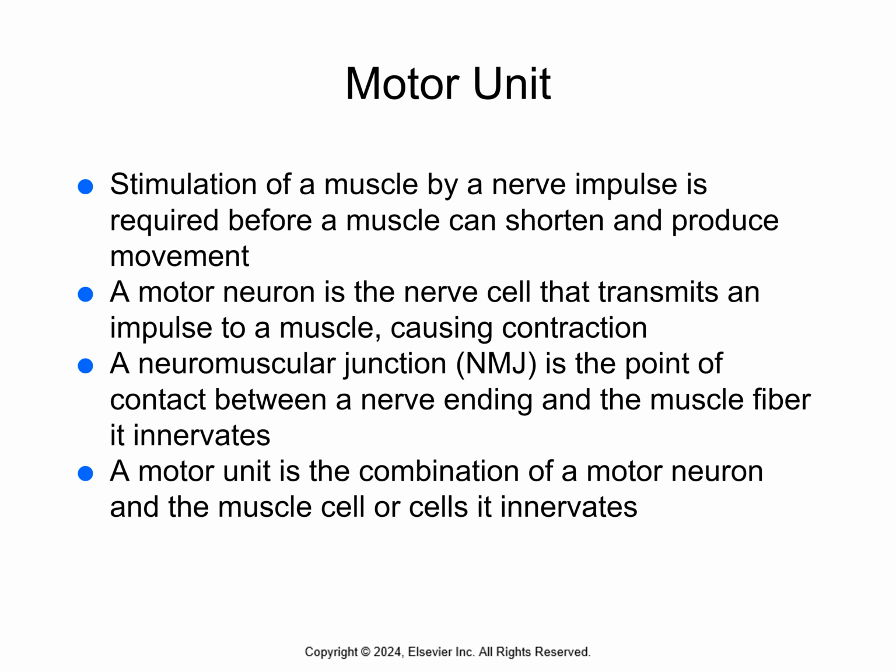So let's look at motor movements and how this happens, okay? If you turn to page 229, we're going to talk about motor movements. Stimulation of a muscle by a motor nerve is required before a muscle can shorten or produce a movement. A motor neuron is a nerve cell that transmits the impulse to the muscle, causing the contraction.